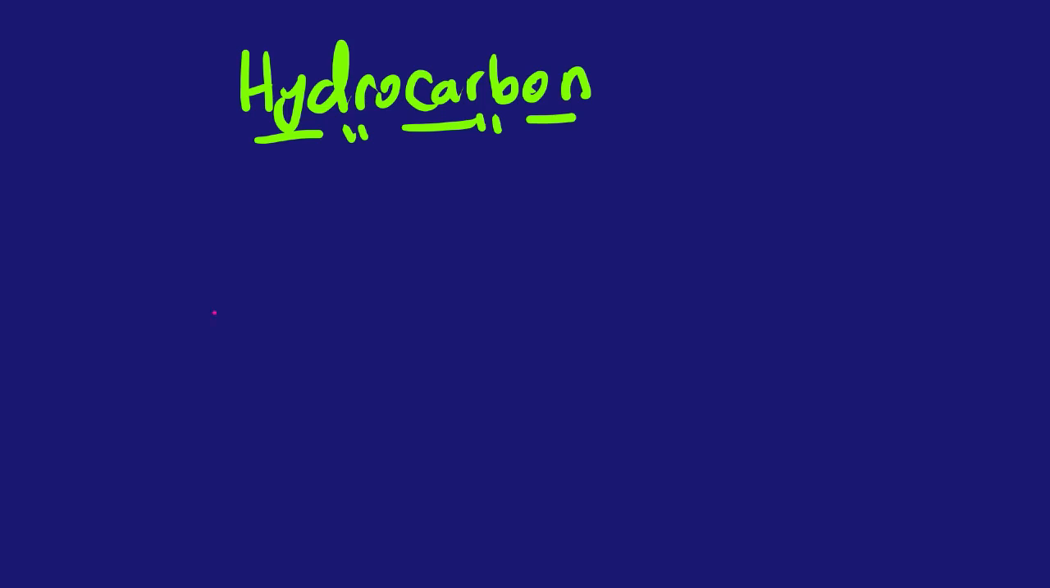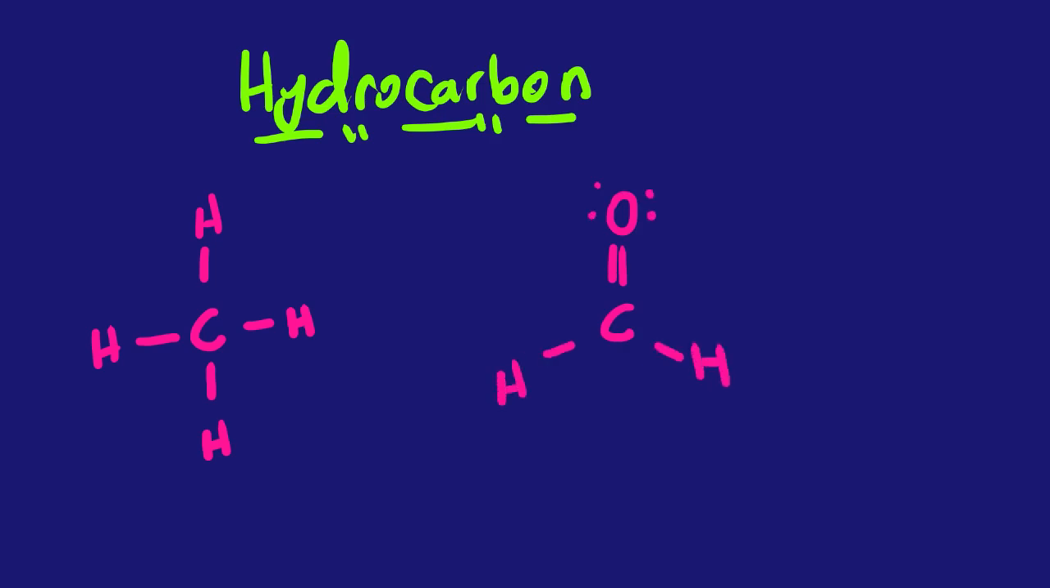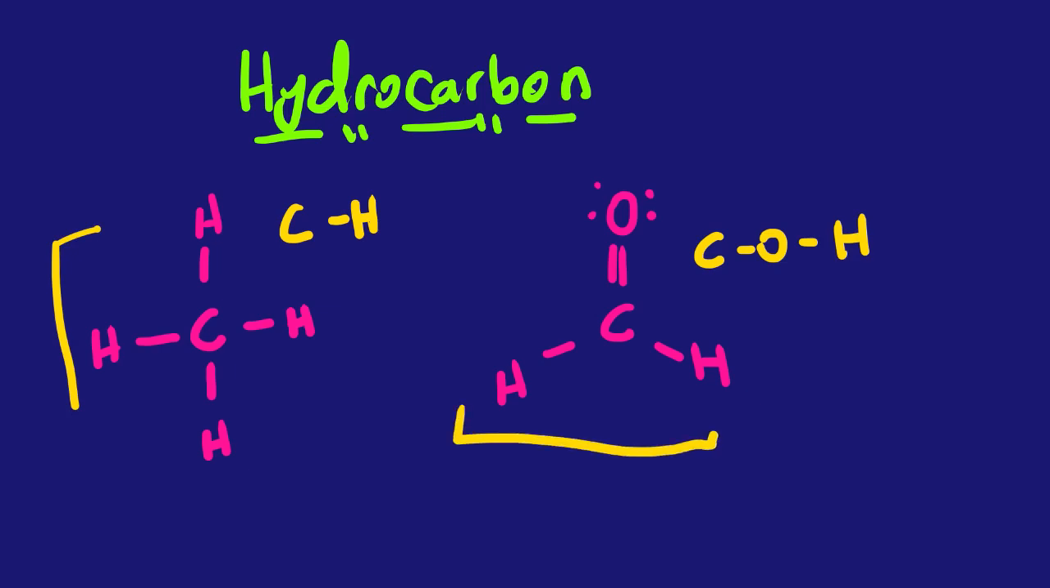For example, looking at the first example that we've looked at, and looking at this, you can see the difference between the two. This one has carbon and hydrogen only. This one has carbon, oxygen, and hydrogen. So we classify this as a hydrocarbon. And then this one is not a hydrocarbon since it has oxygen within the molecule.